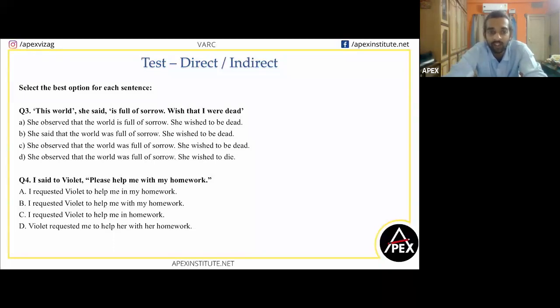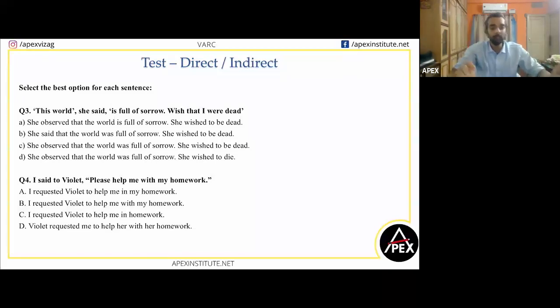So wish that I were dead. How do we change it? She wished, obviously, to be dead. What did she wish? She wished to be dead. Now over here, this to be is known as the infinitive form of the verb. All right, so please make a small note.